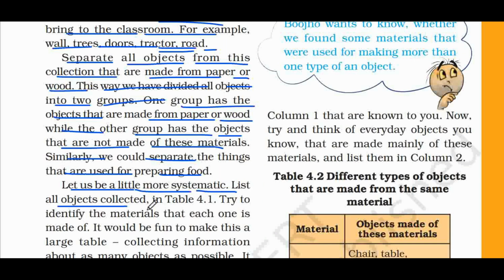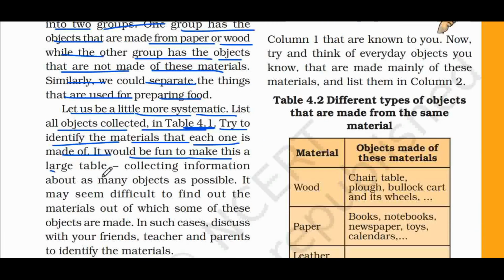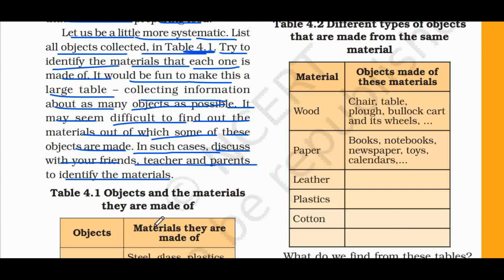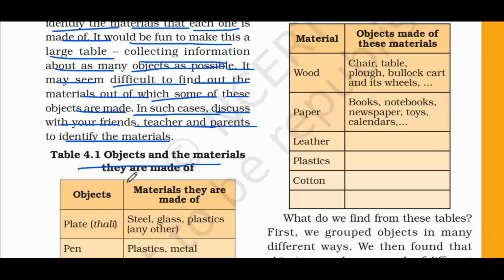List all objects collected. In Table 4.1, try to identify the materials that each one is made of. It would be fun to make this a large table, collecting information about as many objects as possible. It may seem difficult to find out the materials out of which some of these objects are made. In such cases, discuss with your friends, teacher, and parents to identify the materials. Table 4.1: Objects and the materials they are made of.